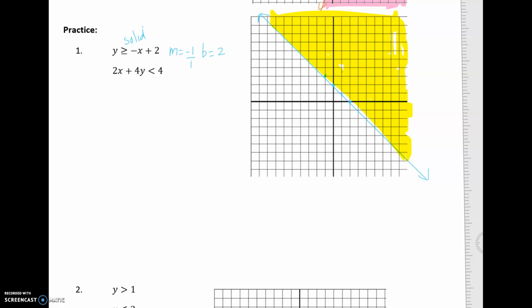All right, and for the second inequality, we've got to do a little work to get it in slope-intercept form, so we're going to subtract 2x, and we get y is less than -2x plus 4. I'm going to divide by 4, and when I do, I get y is less than -1/2 x plus 1. My slope is -1 over 2. My intercept is 1. So I'm going to do this in green. This time I'm going to 1. And then from there I'm going down 1, right 2, up 1, left 2, and this is going to be a dotted line because it's less than.